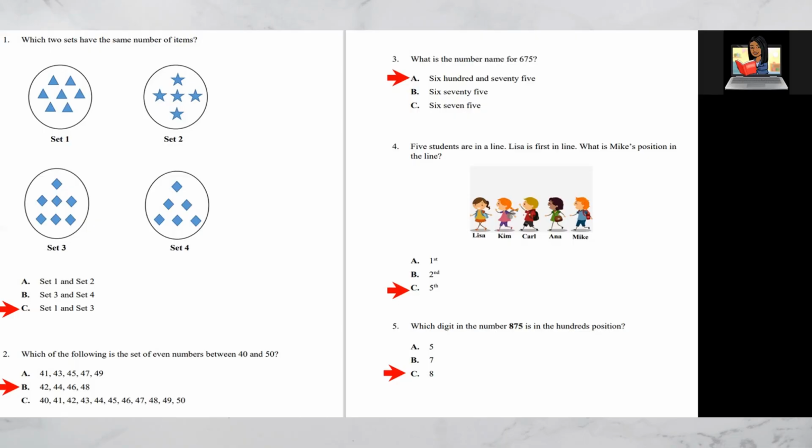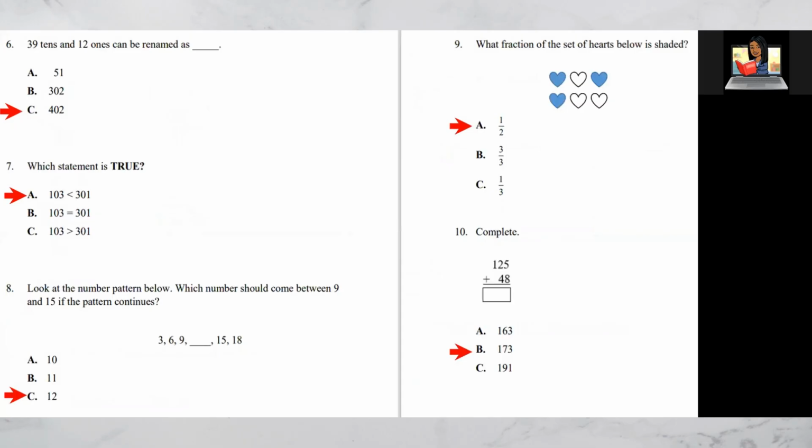Question 5. Which digit in the number 875 is in the hundreds position? So going from the right-hand side, the 5 is in the ones position, the 7 is in the tens position. Therefore, the 8 is in the hundreds position. Let's continue with question 6.